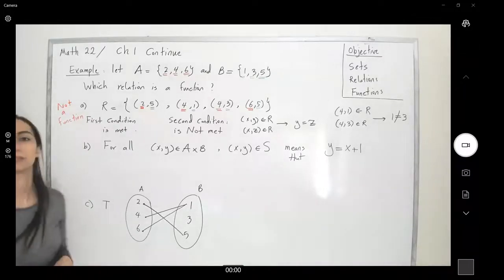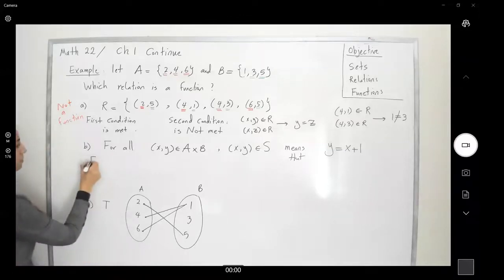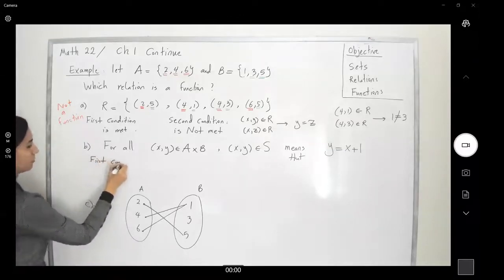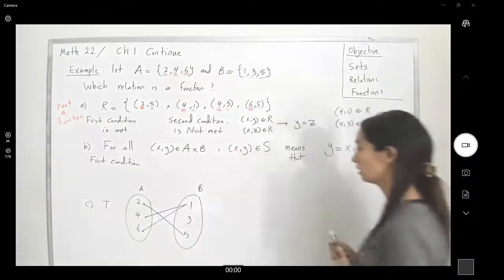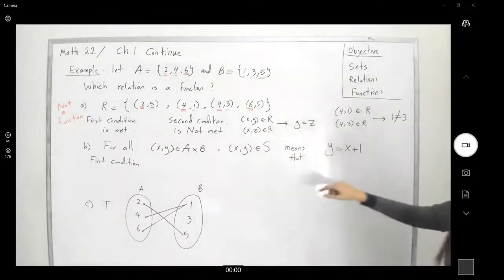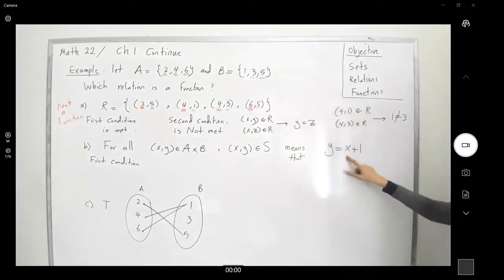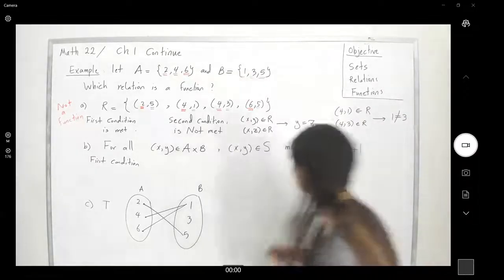What about part B? Let us check these conditions. Let us check the first condition. First of all, what are the elements in this relation? Y is equal to X plus 1. So take a look at this. Let us write down the elements in this relation.